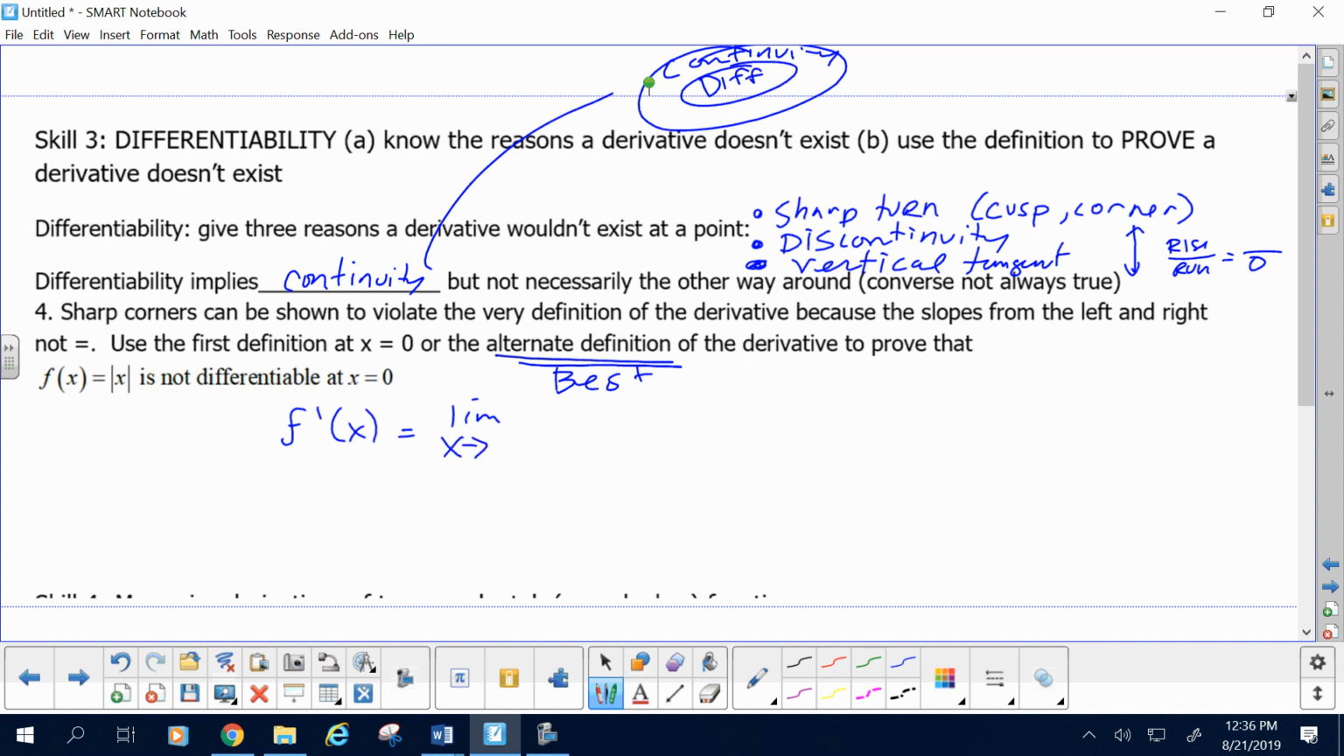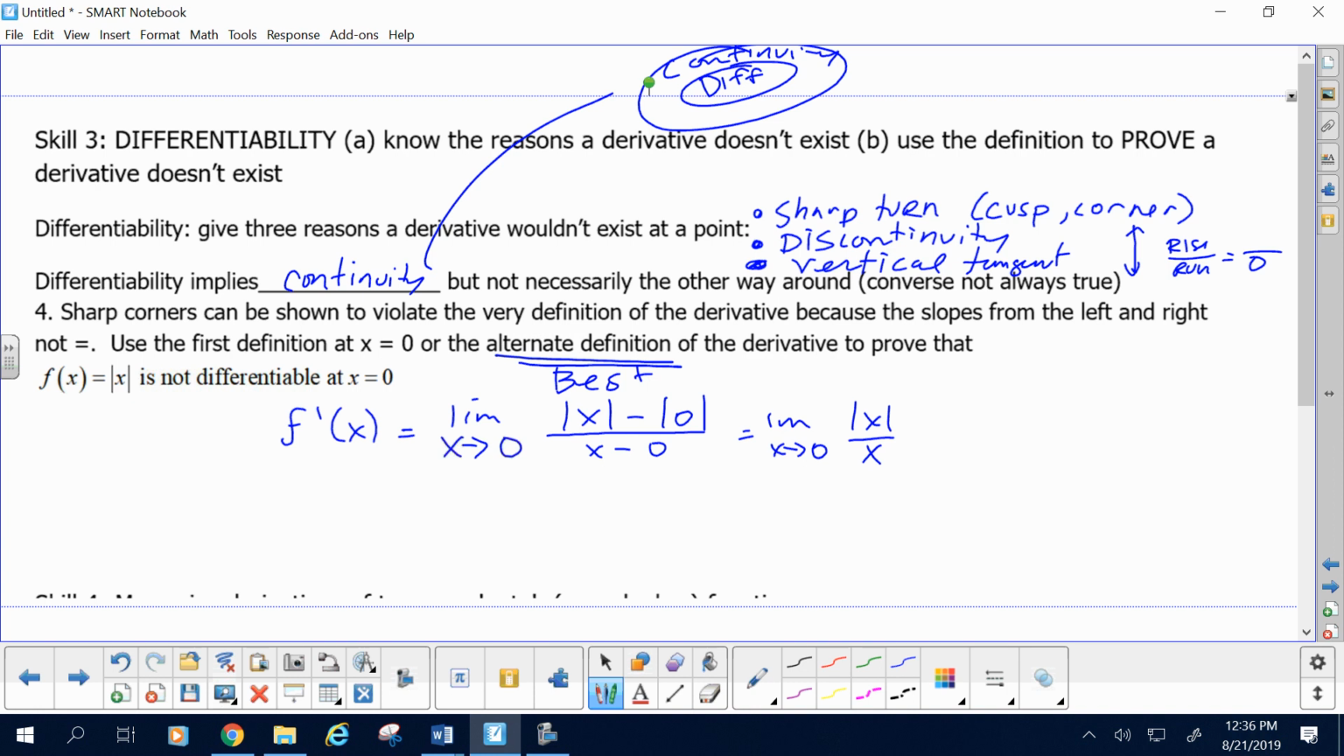The limit as x goes to a, and in this case, a is 0, of f of x minus f at a, which in this case is f at x is absolute value of x minus f at a is absolute value of 0, over x minus a or x minus 0. Cleaned up, this is the same as the limit as x goes to 0 of the absolute value of x over x. Have you seen that a million times? It pops up a lot. That's actually a pretty significant thing. When I go to do the derivative of absolute value functions, you'll see this. We'll talk about that more later.